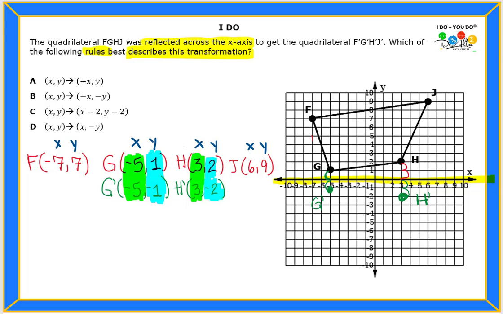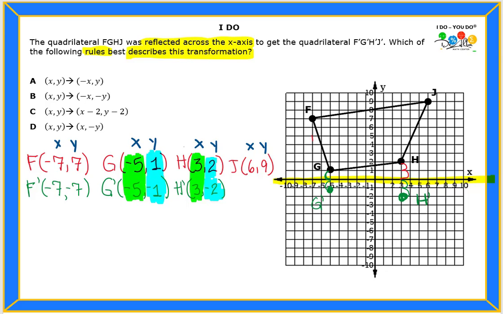So let's see if you can give me F prime. We're going to do it using the rule, and then we're going to go to the grid to see if it makes sense. So we agree that X is going to stay the same. So -7 stays the same. What about the Y value? Well, we said that it becomes the opposite. So I had a +7, then it looks like it's going to be a -7.